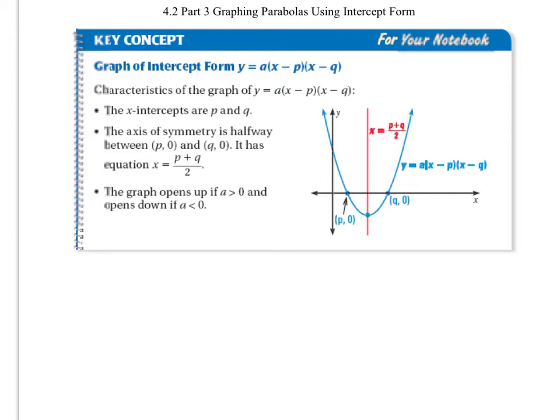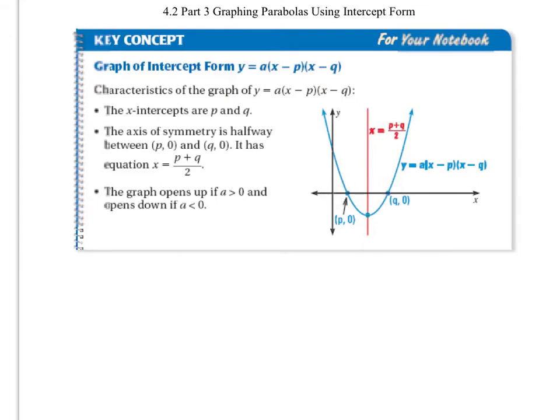So as you can see, we have a general equation that we can follow. Y equals a times x minus p times x minus q. A, that job doesn't change. It is still going to tell us the vertical stretch or shrink of the graph. Now, these two parts, x minus p and x minus q, that's going to be where it crosses the x-axis.